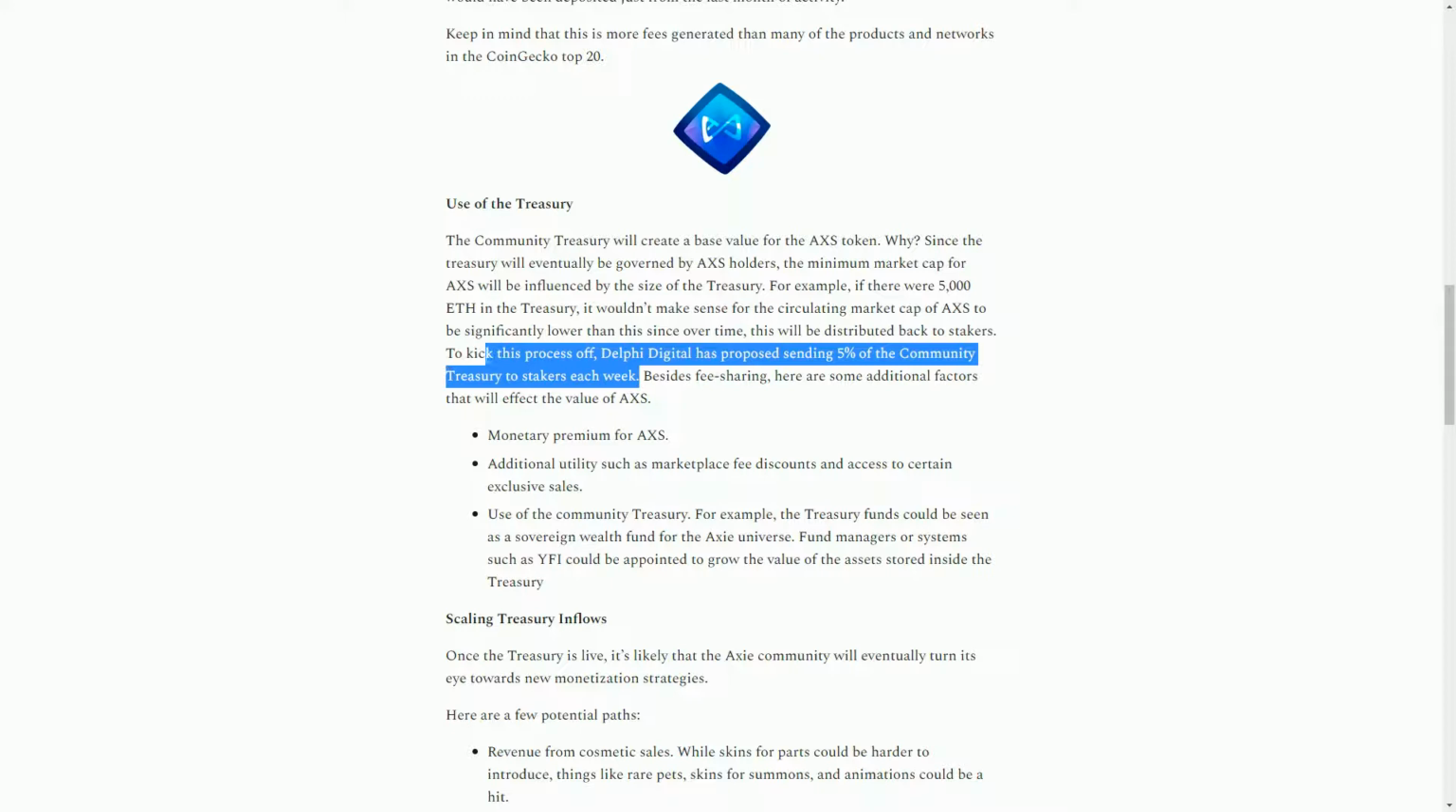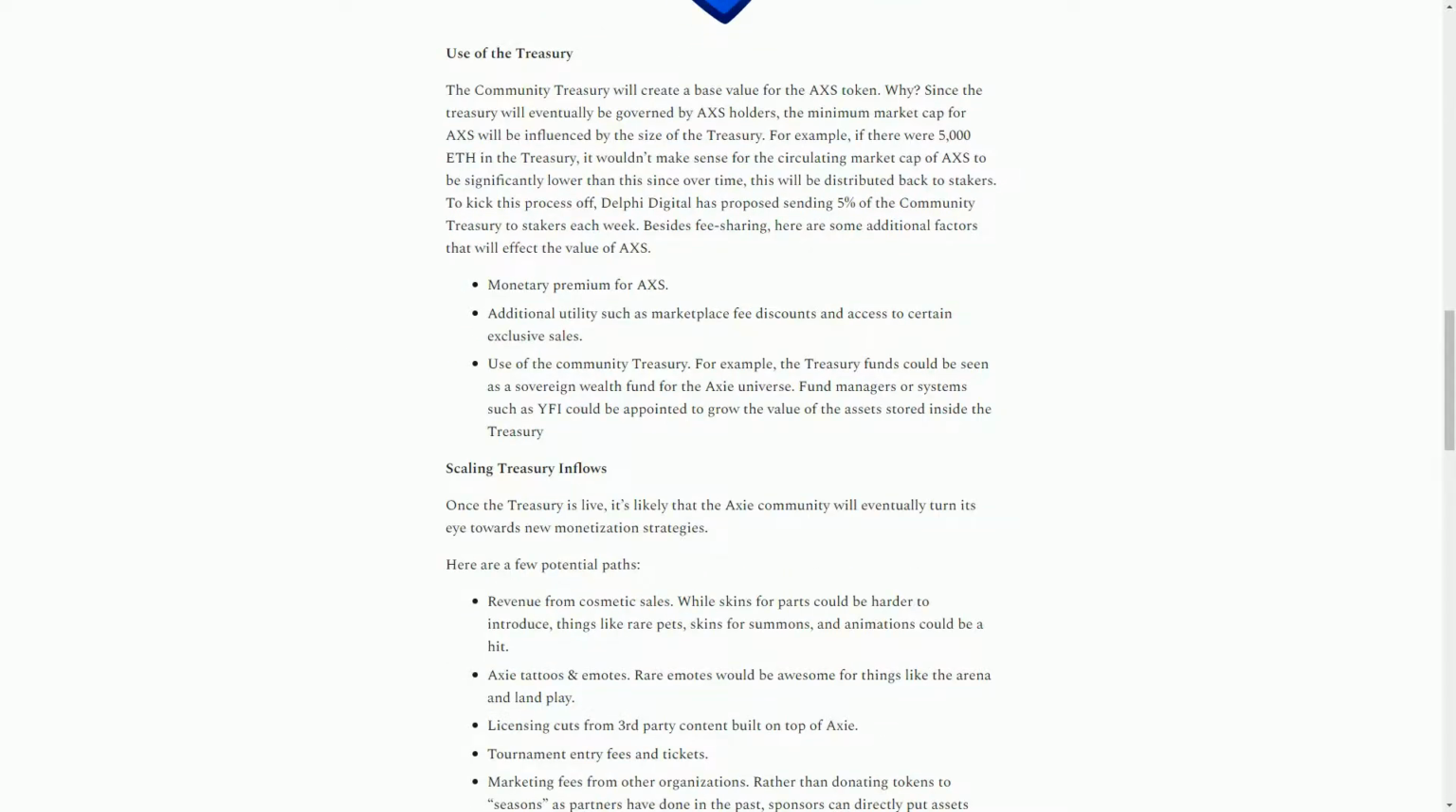I don't think this is necessarily agreed yet. But Delphi Digital, who are one of the companies behind who designed some of these what we call tokenomics, horrible word, proposed sending 5% of the community treasury to the stakers each week. So if the treasury is 100 ETH, then under this proposal, 5 ETH would be shared between the people who have staked their AXS tokens into the treasury, basically locked them up. So as long as everything's going in the right direction, as long as Axie is growing, this provides a value. And even if it's not growing, you'll still get flows of revenue in there. So this is interesting in terms of how you build a token value.